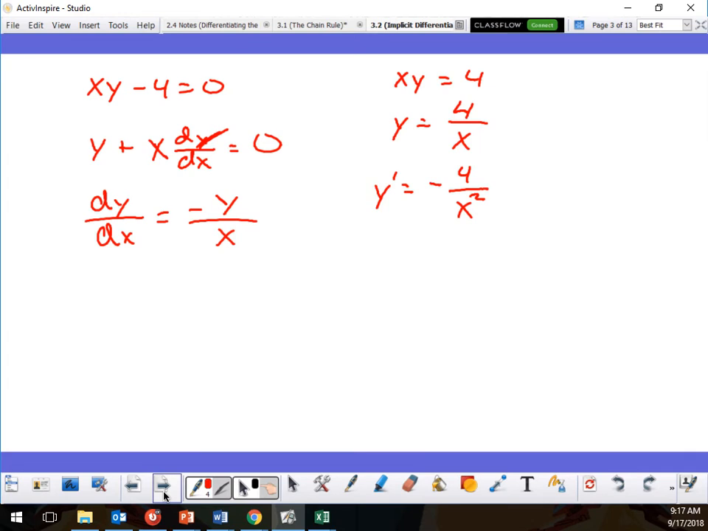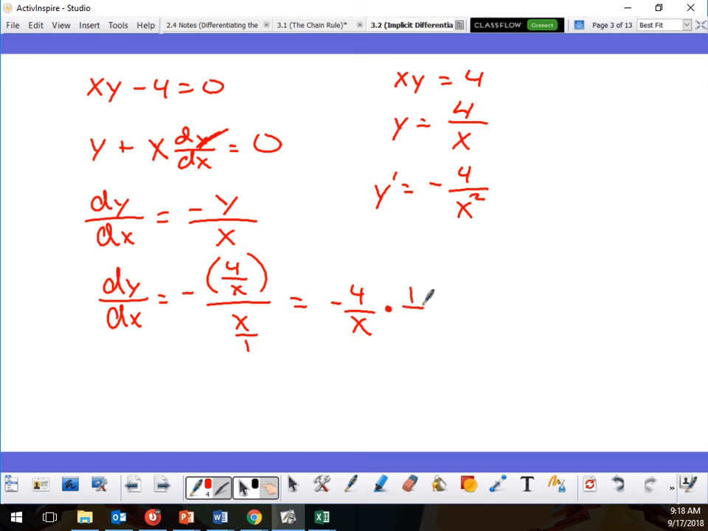So if I do that, it's going to be dy/dx equals negative, and it's going to be 4 over x, over x. Algebra that thing, so it's going to be negative 4 over x times 1 over x, which gives me negative 4 over x squared.